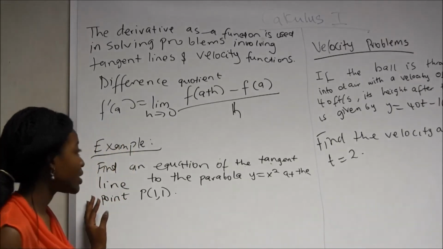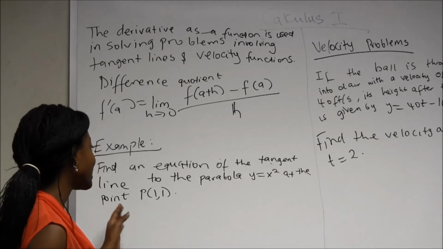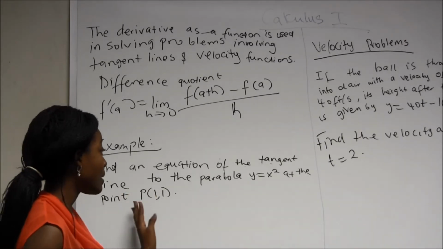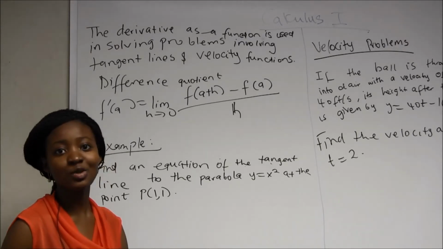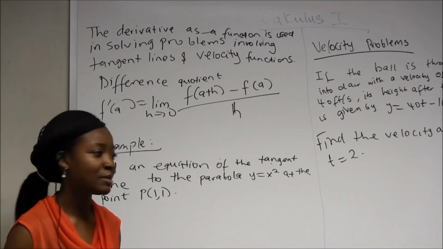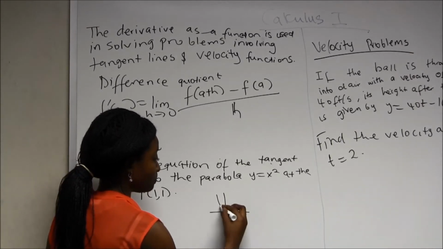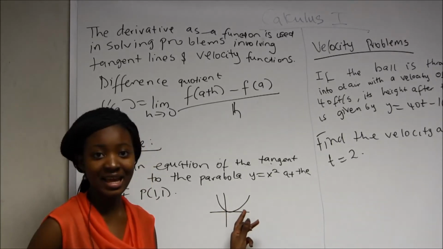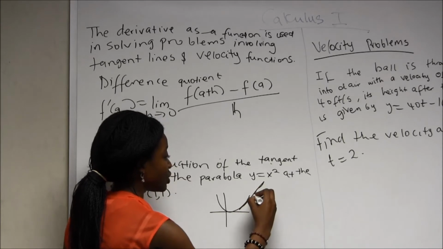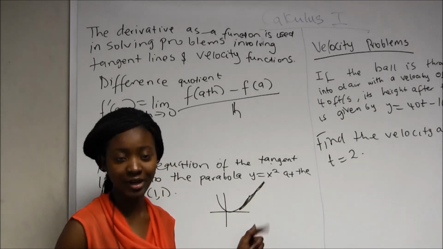So here I have a question which is asking me to find the equation of a tangent line to the parabola y equal to x squared at the point P(1,1). The first thing to ask yourself is, what is even the tangent line, right? A tangent line simply means if I have a curve, the tangent line is the line touching the curve. So it's just going to be like a straight line touching any point on the curve, right?